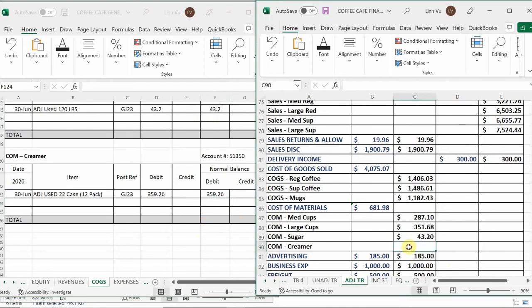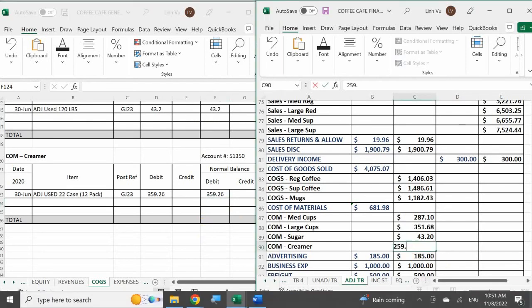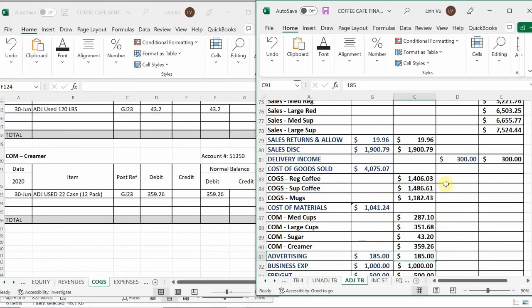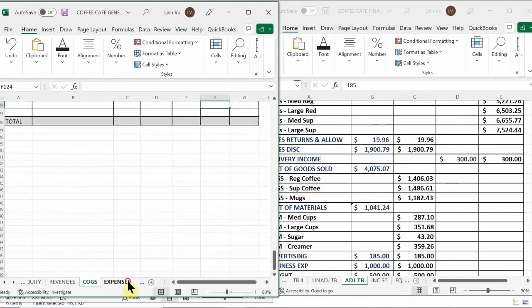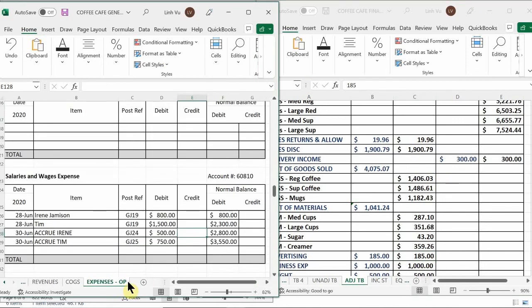$359.26. Okay, 359.26. Okay. So that means the total cost of materials was $1,041.24. Okay.